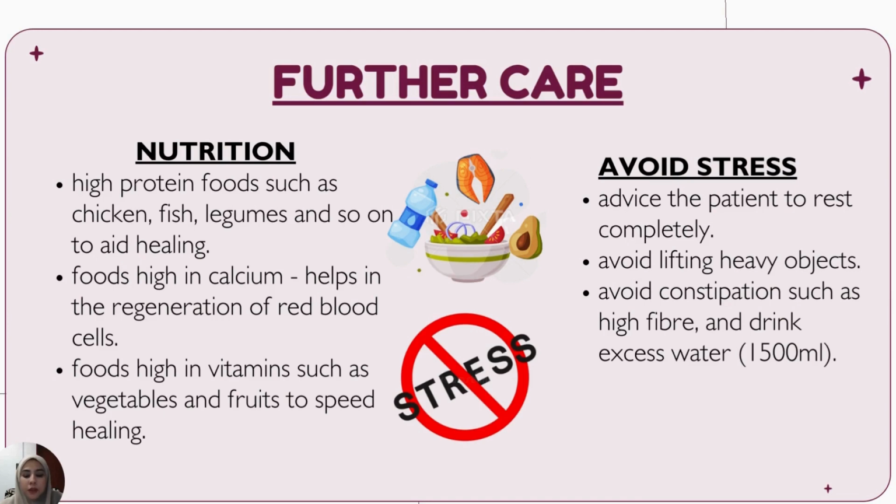Further care for the threatened abortion includes nutrition. Patient will be given high protein foods such as chicken, fish, legumes and so on to aid healing, food high in calcium to help in the regeneration of red blood cells, and food high in vitamins such as vegetables and fruit to speed healing. Patient will also be advised to rest completely, avoid lifting heavy objects, avoid constipation by taking high fiber diets and drinking excess water, about 1,500 ml per day.